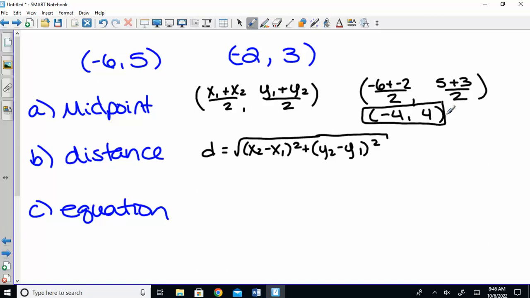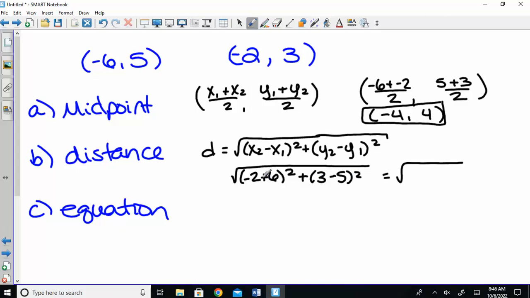All right. Did you get -4, 4 for your midpoint? Okay. Distance. We set that up. Negative 2 minus negative 6, so plus 6. 3 minus 5. So 4 squared is 16. Negative 2 squared is 4. You get the square root of 20, but you cannot leave it that way. You can simplify it. That breaks into a 4 and a 5, so you get 2 radical 5.